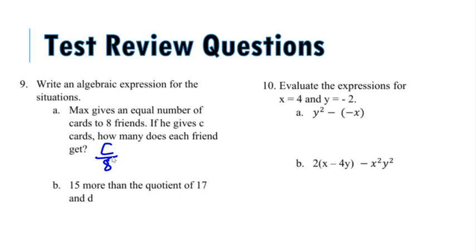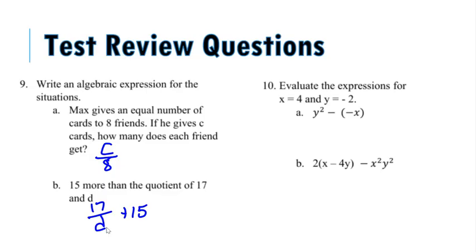And letter B, 15 more than the quotient of 17 and D. So 15 more than means I'm going to be adding 15. Well, what am I going to be adding 15 to? Well, the quotient, and quotient is the answer to a division problem, so I'm dividing 17 and D. So our expression would be 17 divided by D plus 15.